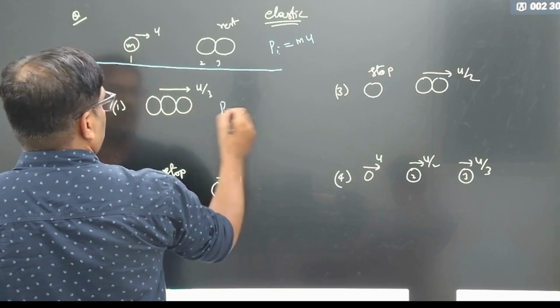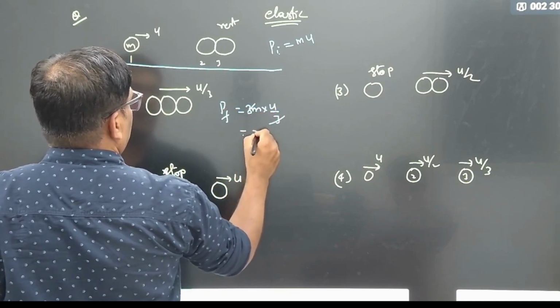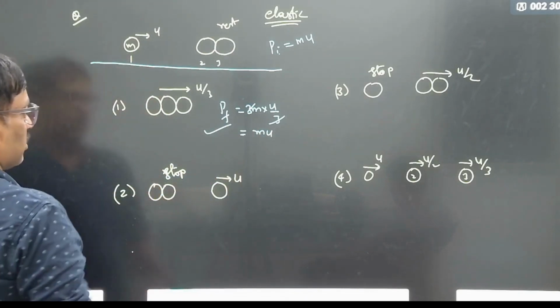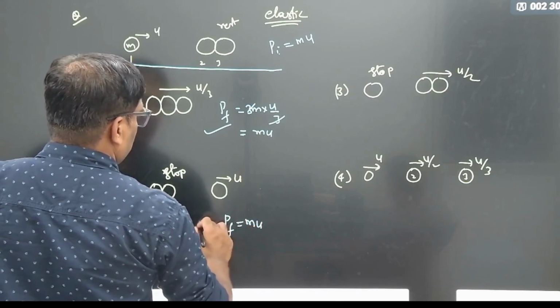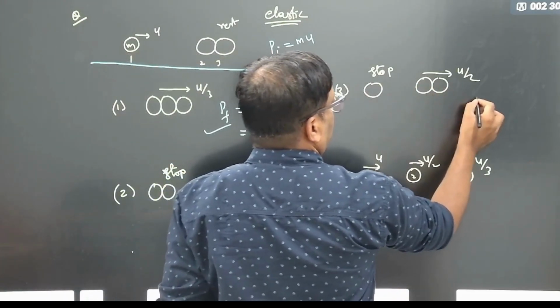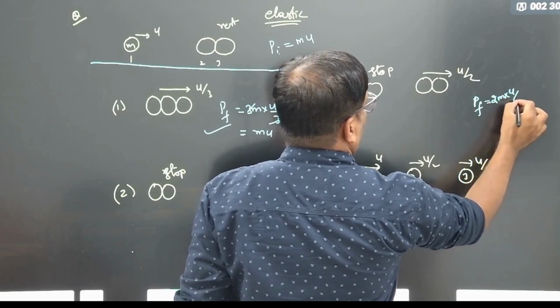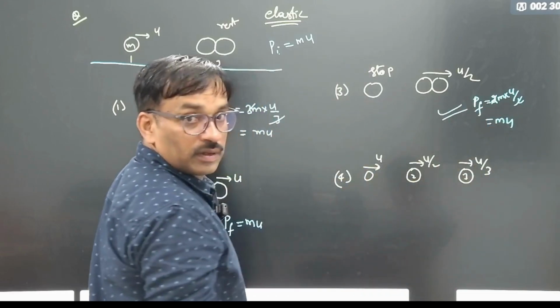Final momentum, how much now? This is 3m into u by 3, so it cancels to mu. Okay, so momentum conservation is possible here. This also has final momentum mu. Here, for this one to stop, the final momentum is 2m into u by 2, which cancels out, therefore mu. This is also possible, right?